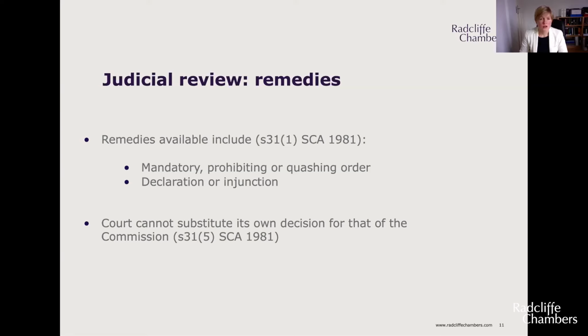Crucially though, if you are JRing, the court cannot substitute its own decision for that of the Commission. So the High Court does have the power to substitute its own decision for that of a decision maker if the original decision maker was either a court or a tribunal. And so that's the effect of section 31 sub 5 and sub 5a. And obviously the Commission doesn't fall into that category, it not being a court or a tribunal.